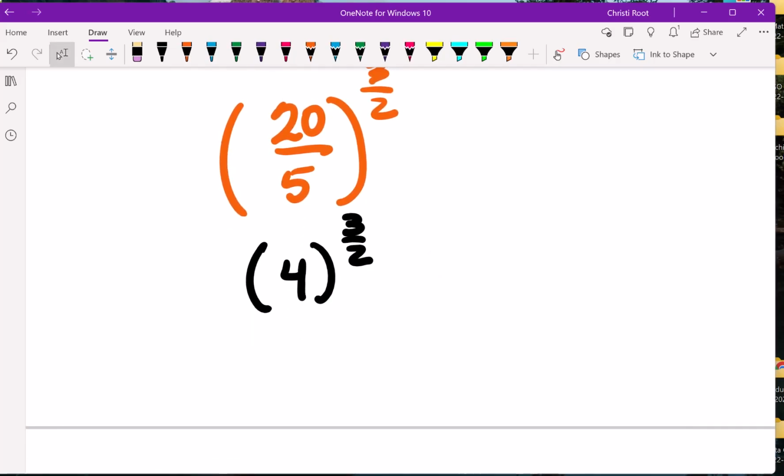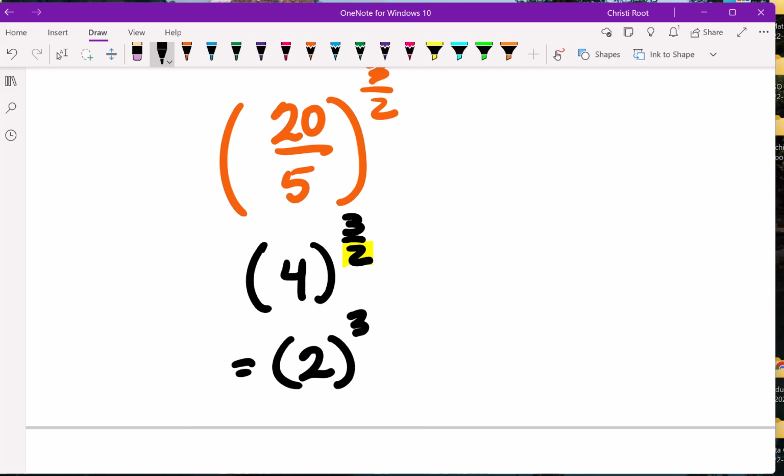Next question. Can I take the second root or square root? Can I take the square root of 4? Yes. So if your answer is yes, then you need to take that. So what is the square root of 4? It's 2. What do I do with a 3?